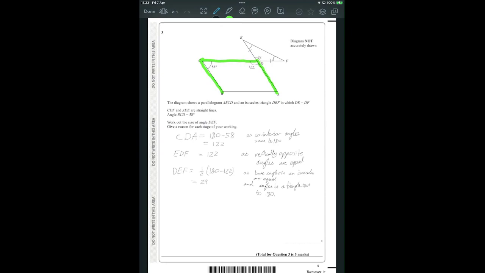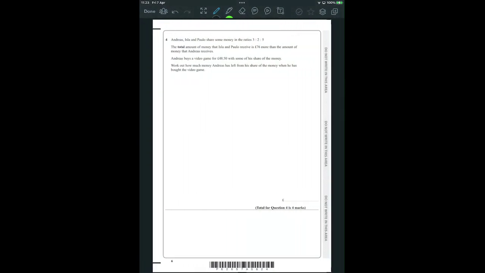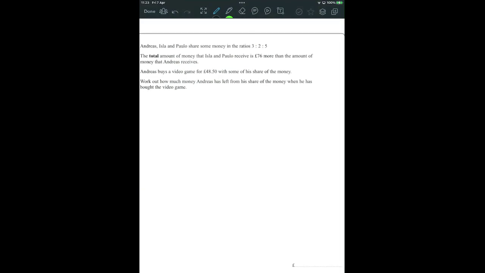Quite a lot of writing for a question like that, but notice it was also worth 5 marks. So getting all those reasons isn't particularly challenging, but it does just give you that extra credit all the way through. We have a wordy question with ratio next.